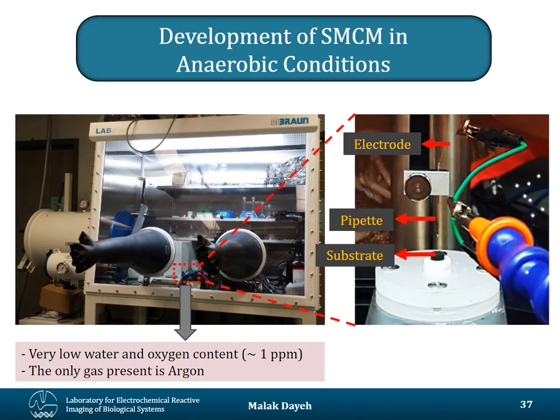And in this case, because it was battery work, of course, the entire system had to be put under anaerobic conditions in a glove box. It's pretty doable. You see on the left-hand side the glove box, and in the zoomed-in area, you can see the small micropipette and the substrate where the battery particles were dispersed. I would say the hardest part of this type of experiment is learning to work with such delicate electrodes using the glove box gloves.